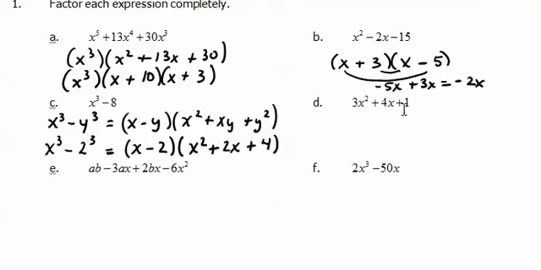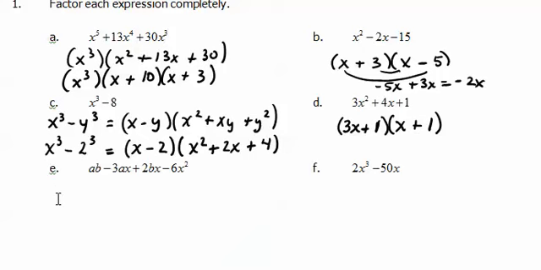Step 1, check for the GCF. No, there isn't one. So I'm going to factor it as a trinomial. To get the first of 3x squared, I'll have to do 3x times 1x. To get 1, I'll have to do 1 times 1. And then since these are both positive, these must both be positive as well.